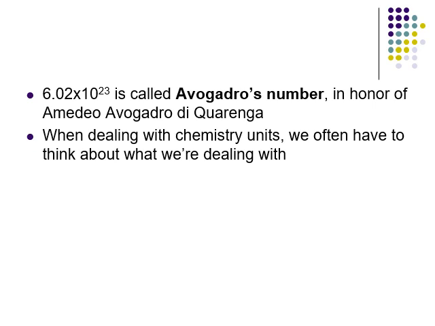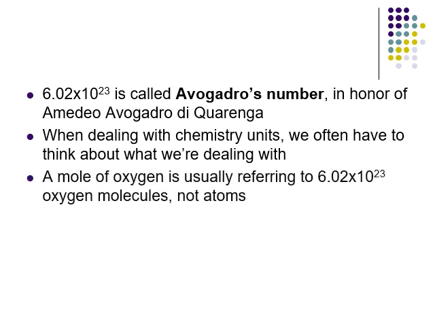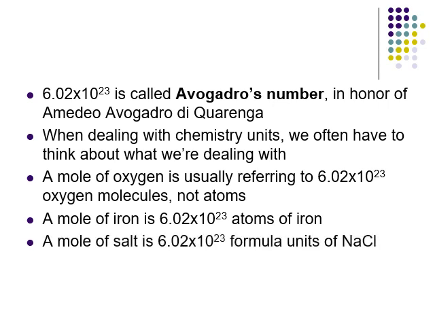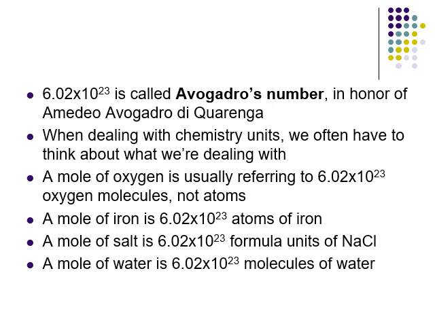Now, when dealing with units in chemistry, you often want to think about what you're actually talking about. So if you say you have a mole of oxygen, you have to remember, oxygen is naturally a diatomic molecule. So a mole of oxygen actually is saying that you have 6.02 times 10 to the 23rd oxygen molecules, not atoms. A mole of iron is 6.02 times 10 to the 23rd atoms of iron. Iron is not diatomic. A mole of salt is 6.02 times 10 to the 23rd formula units of salt, sodium chloride, because it's an ionic compound, so its smallest unit is a formula unit.